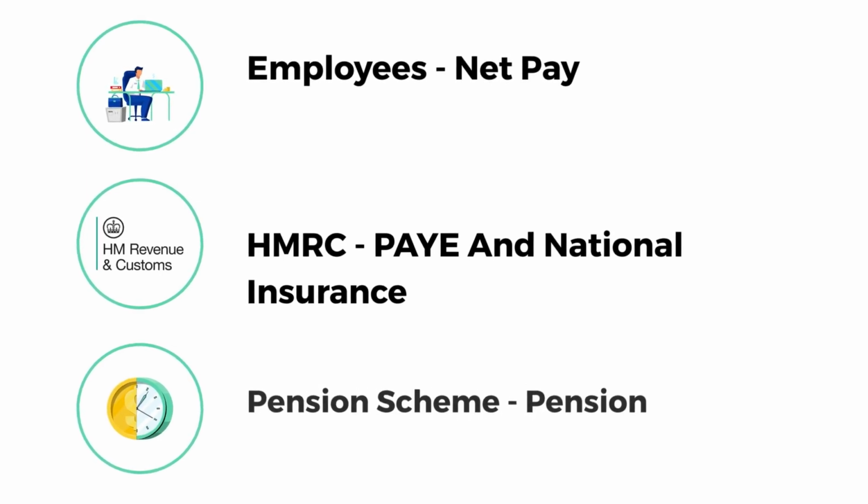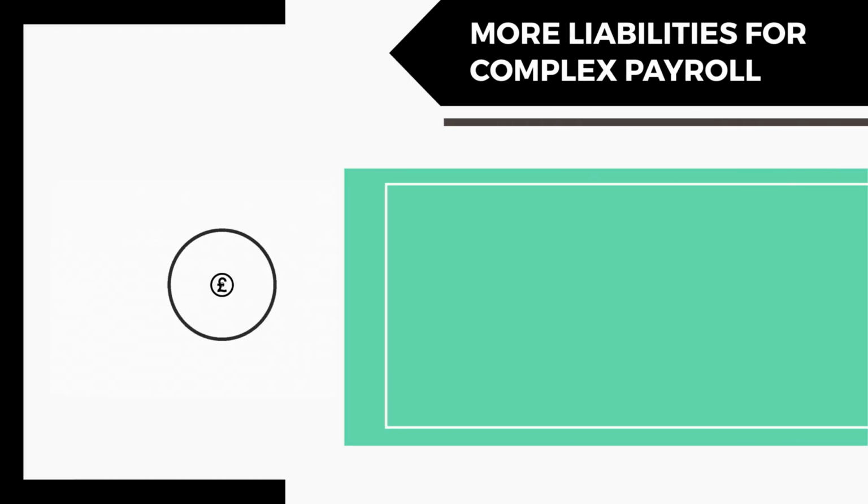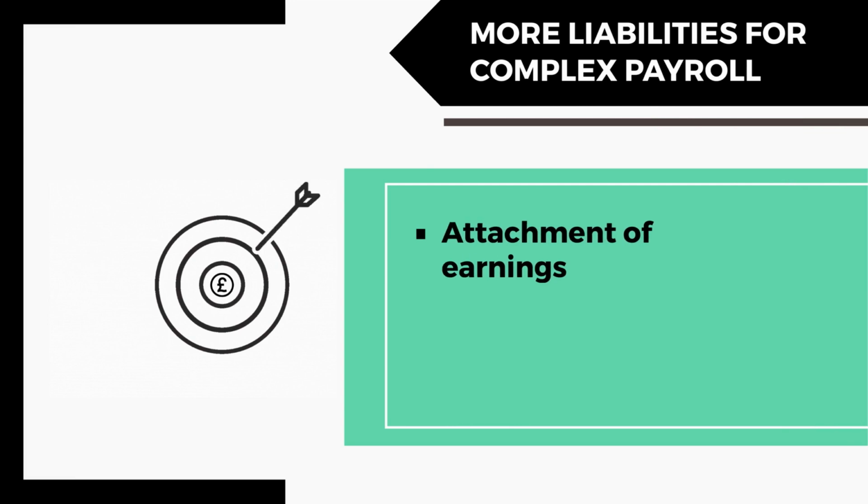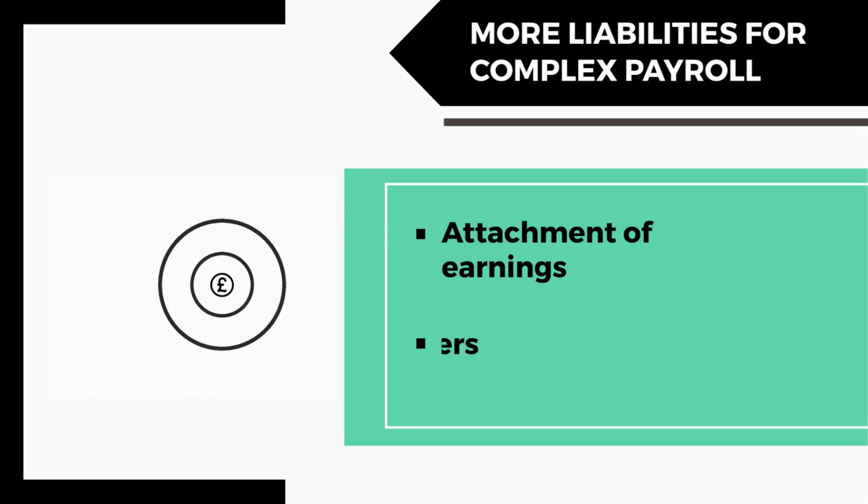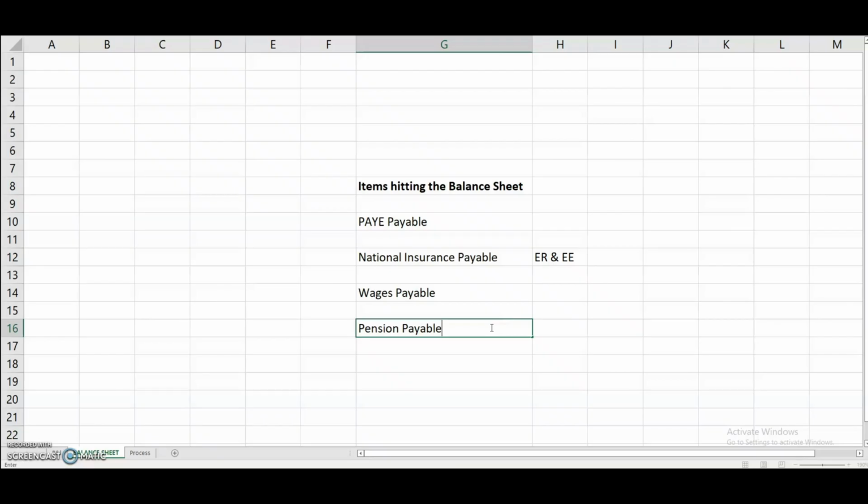Obviously, more complex payrolls will have more liabilities to pay. For example, in the UK, you have concepts like attachment of earnings, where a court might order a judgment on an employee to have something deducted from their wages. We also have concepts of childcare vouchers. If you have all these things, these would be recorded on the balance sheet, and the liabilities payable to those third parties would be recorded during that process.